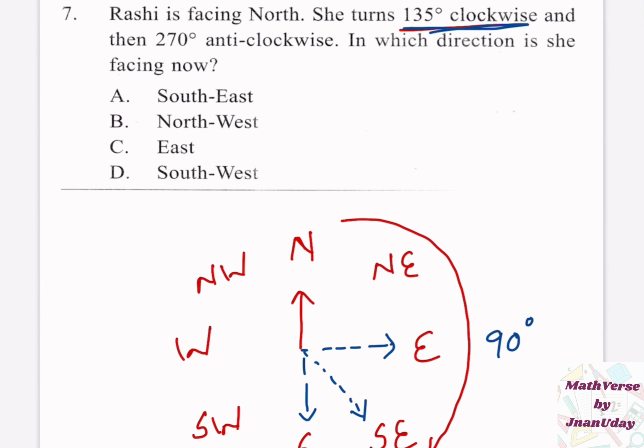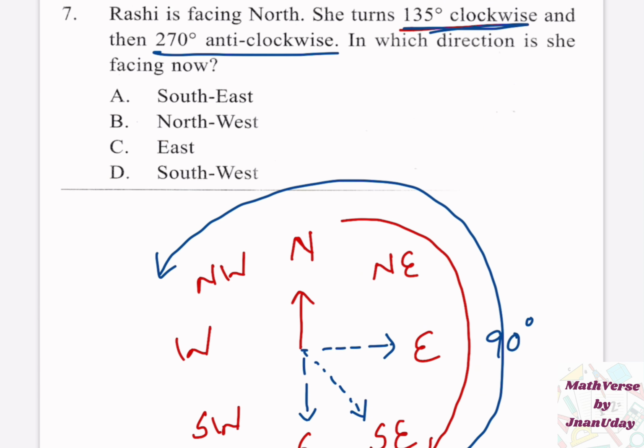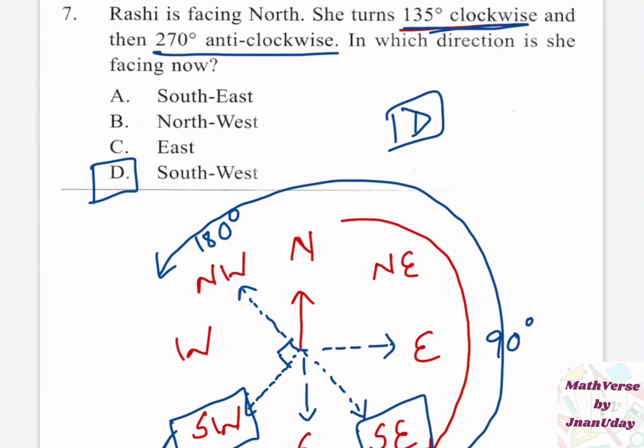Then 270 degree anti-clockwise. So from here, now she is again turning in this direction. That from southeast to northwest, here it is 180 degree. Okay, we are taking southeast as a starting point. So this is 180 degree. 270 means 180 plus 90. This forms a 90 degree angle. Now she is facing southwest direction. So correct answer is southwest direction. So for this question, correct option is option D.